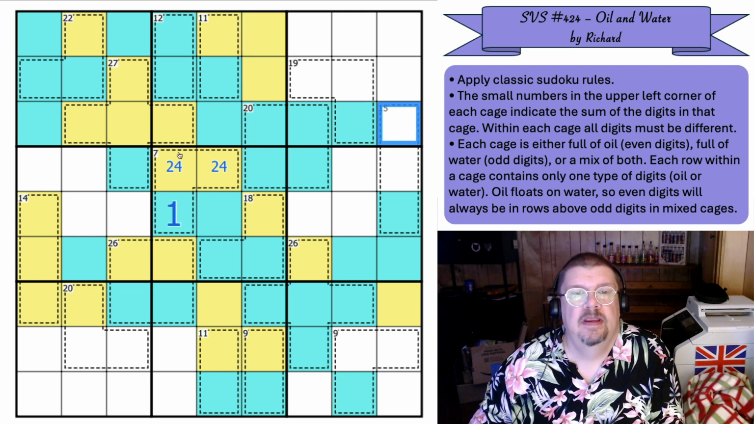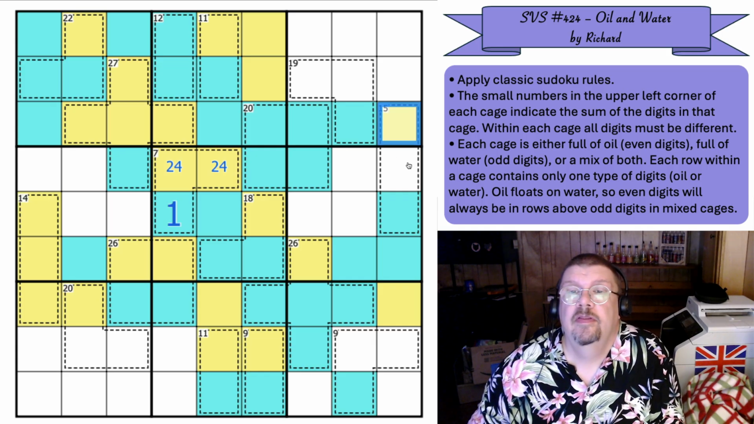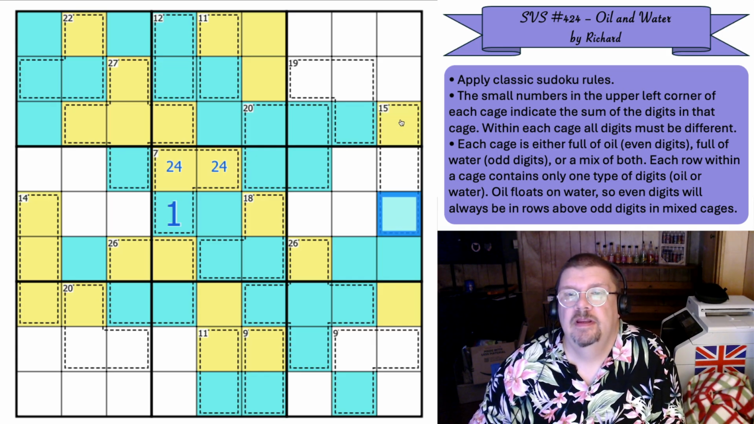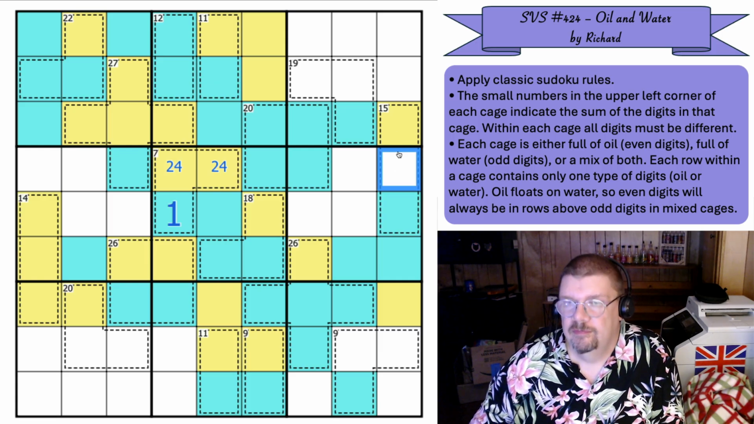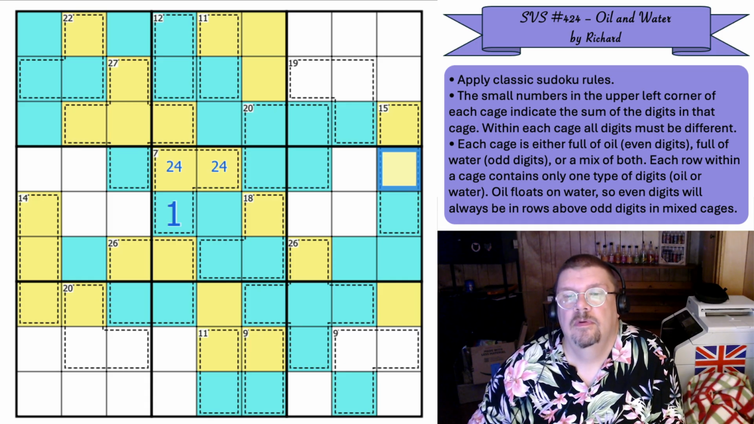I need 1 more even for the row. That's there. I have an even and an odd, which is currently summing to odd, so this must be even to fulfill the 15 cage. Okay.